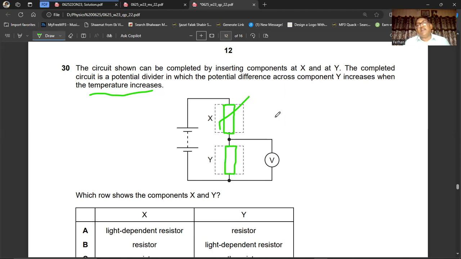So now you will see what will happen. When the temperature increases, the resistance of the thermistor will decrease. So the voltage coming from the battery is still the same. Okay. So the voltage drop here will decrease and the voltage drop here will increase. So we have to connect a thermistor at X and at Y a simple resistor.